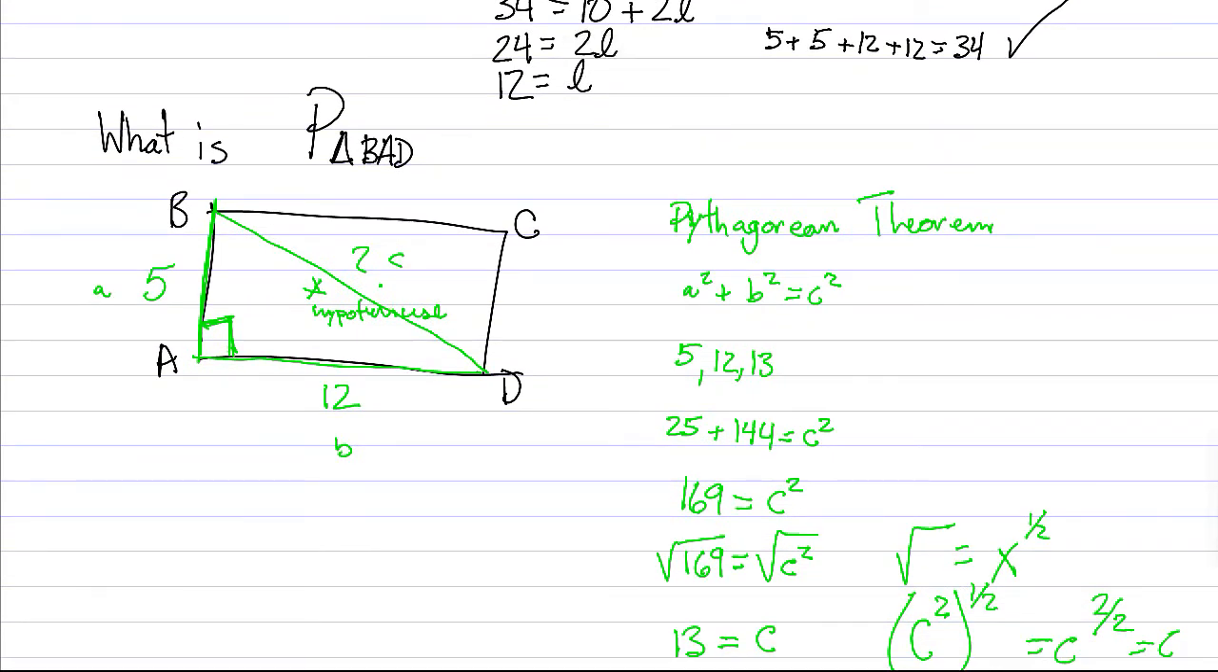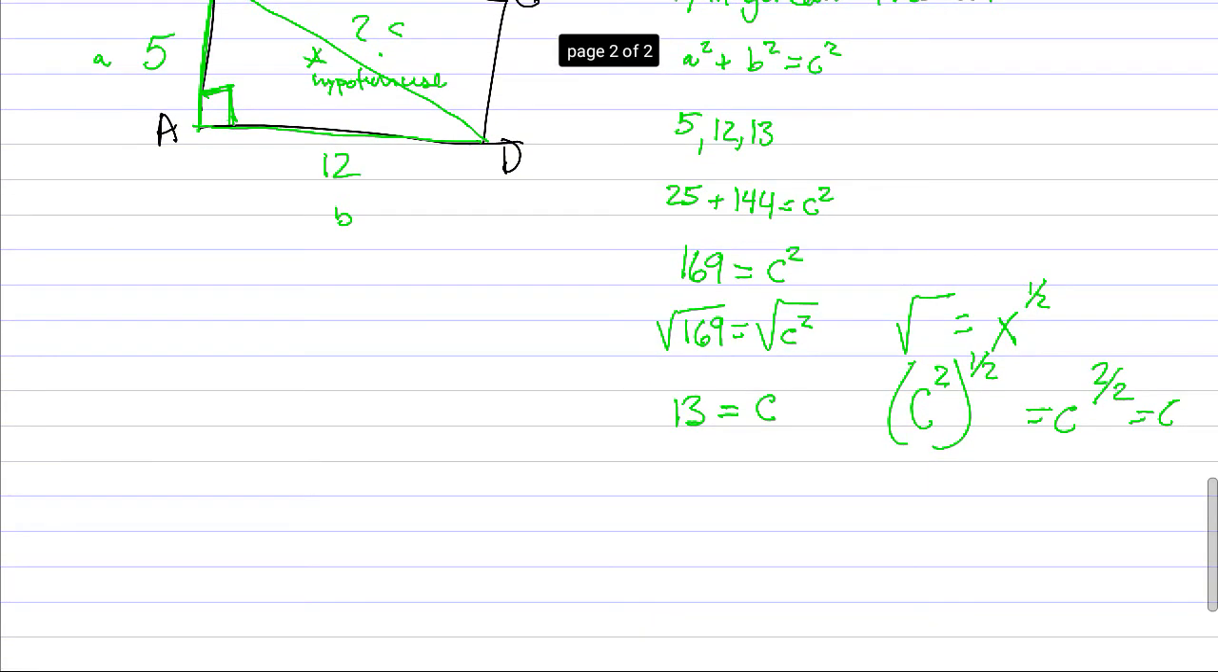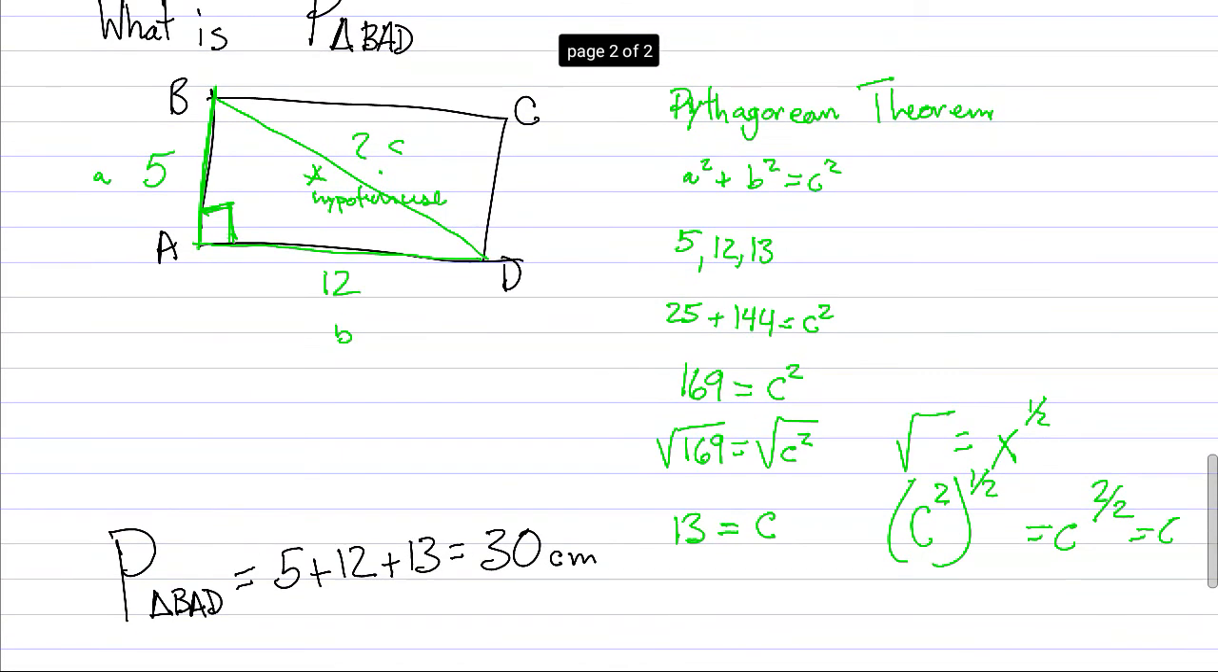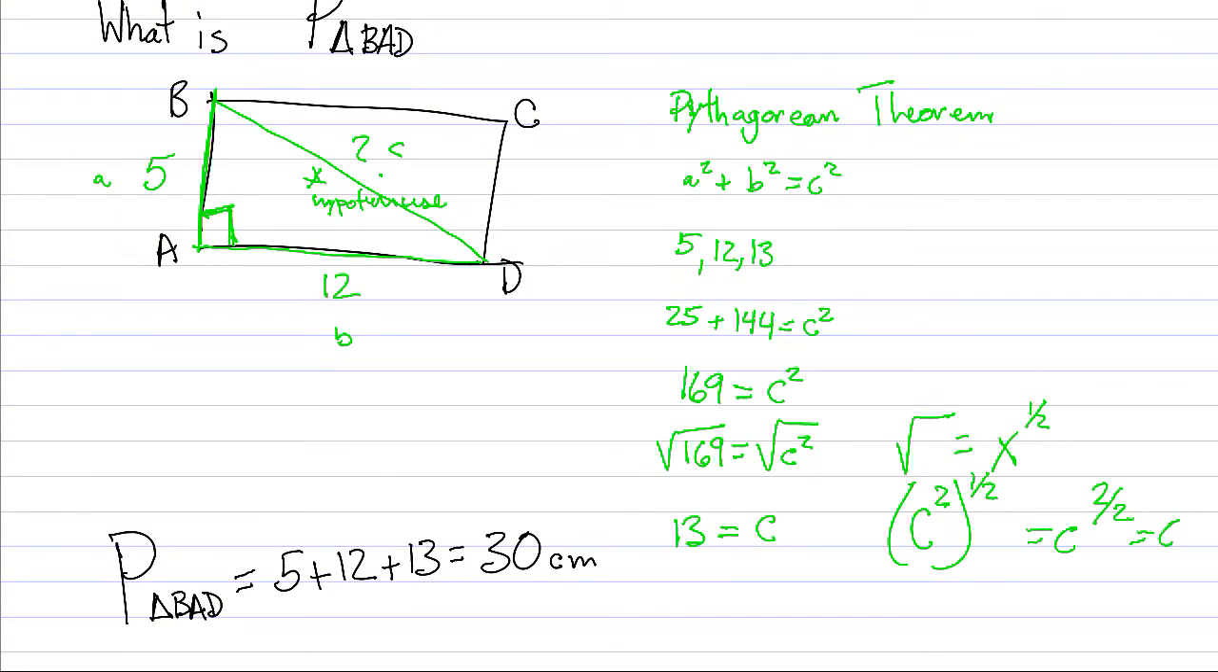But in answer to the original question, the perimeter of triangle BAD equals 5 plus 12 plus 13 equals 30. And that makes sense, right? The perimeter of this triangle should always be less than the perimeter of the rectangle.